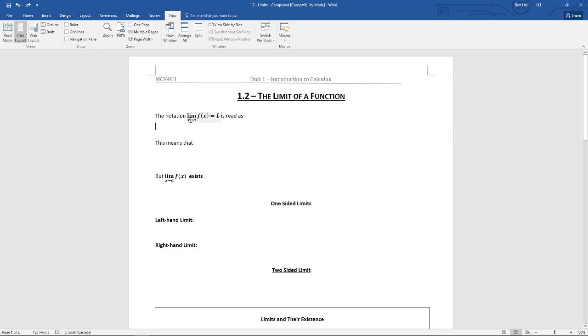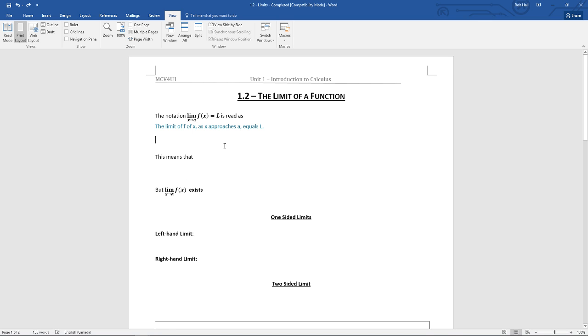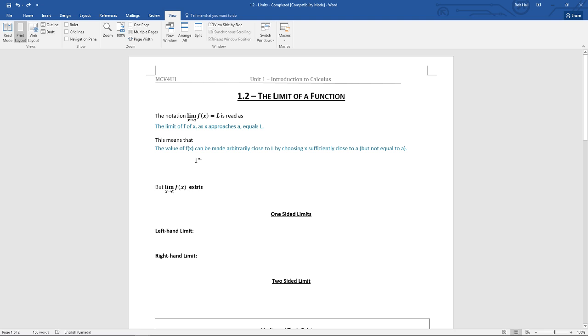So, to read this notation, what you're going to say is the limit of f of x as x approaches a equals L. Okay? So, what this means is that the value of f of x, the value of the function, gets closer and closer to the value L as you choose x values that get closer and closer and closer to a. Okay, but they don't actually equal a.